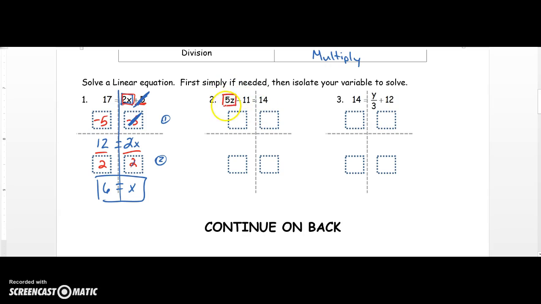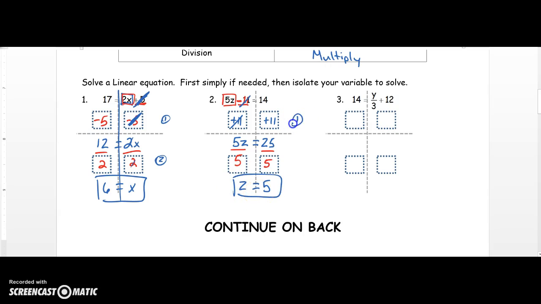We want to leave the 5c, so we have to get rid of the negative 11. Okay, well, the opposite of minus 11 is plus 11. So let's add 11 on both sides. That way, negative 11 plus 11 is 0. And we get 5c equals 14 plus 11, 25. We see 5 times c, so we divide by 5. So here we're left with 1c, which will be 25 divided by 5, and that is 5.